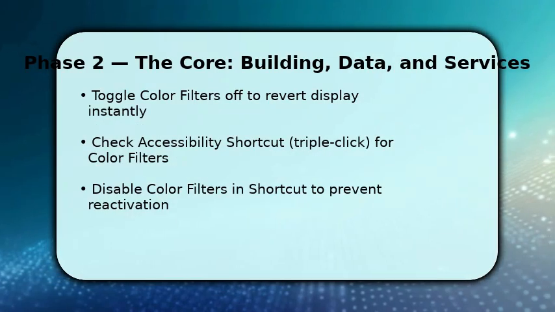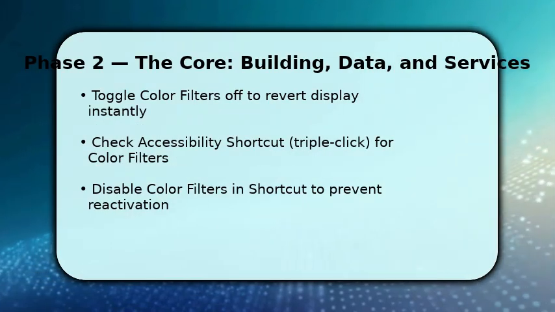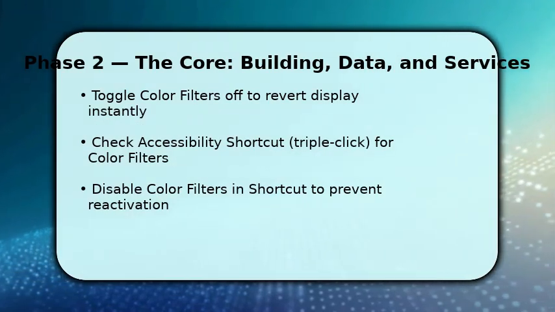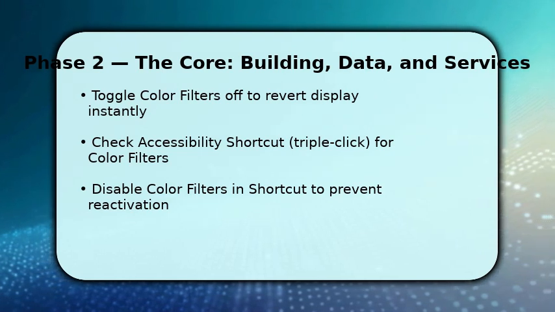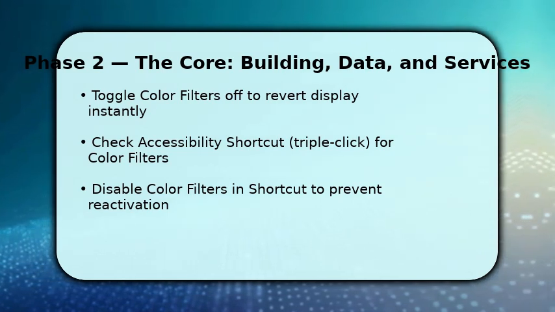Once done turning the color filters toggle off, confirm the screen returns to normal. The change is immediate. Next, make sure it won't come back by checking Accessibility Shortcut.